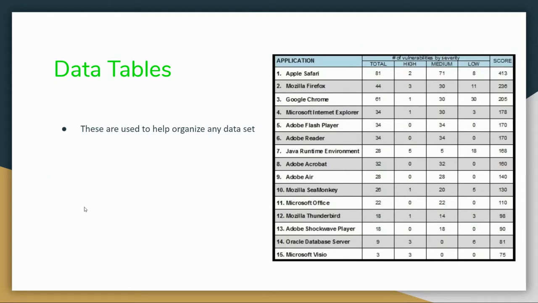Data tables, very important. Okay, we need to learn how to organize data in very organized tables so it's easy to present. Okay, so these are used to help organize any data set. It gives meaning to numbers, so to speak. Numbers are just numbers unless you tell an individual what those numbers mean. A data table helps you in providing that information.